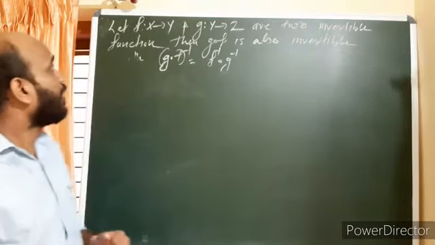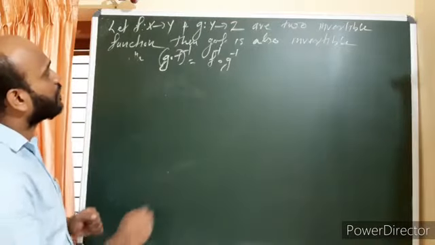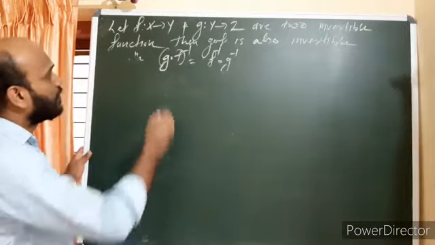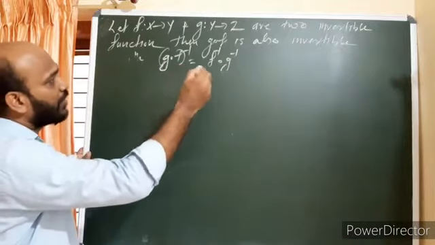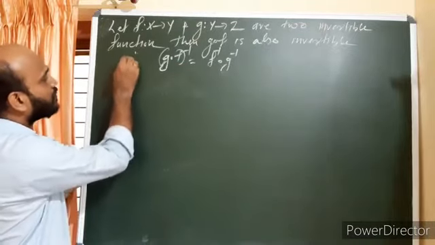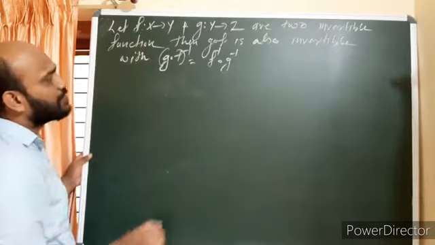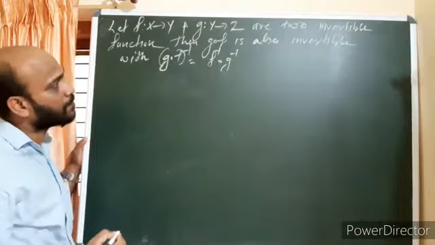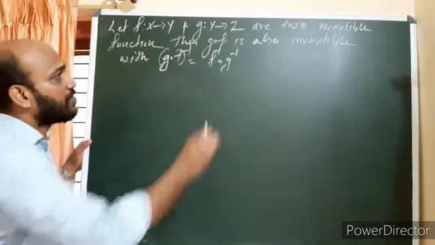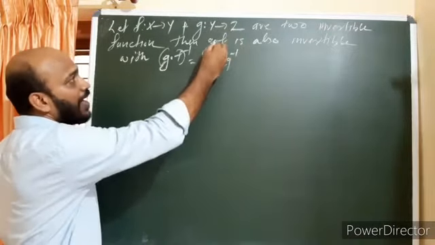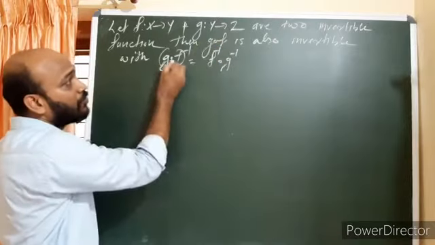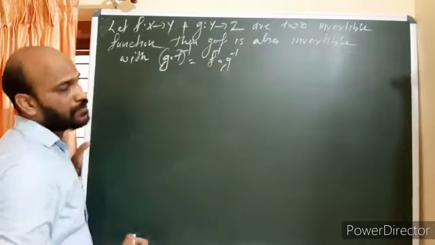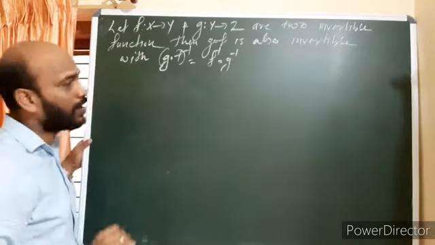Given that f from x to y and g from y to z are two invertible functions, then g of f is also invertible with g of f whole inverse equal to f inverse of g inverse. That means you have to show that g of f is invertible and its inverse, that means g of f whole inverse equal to f inverse of g inverse. This is one formula, this one you have to learn by heart.